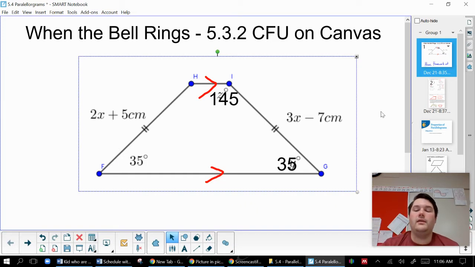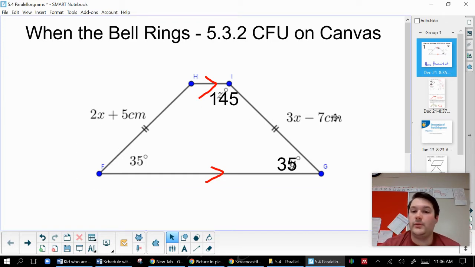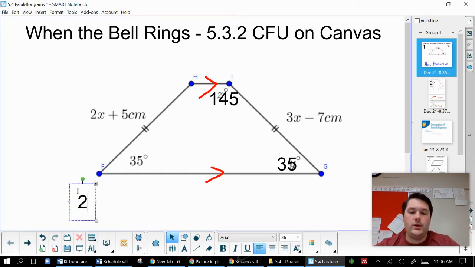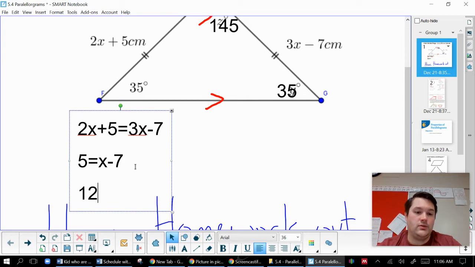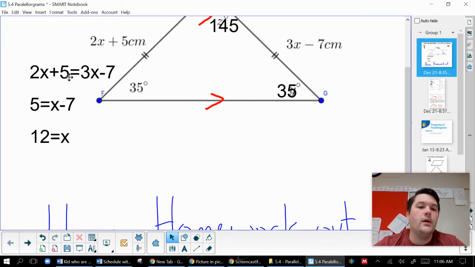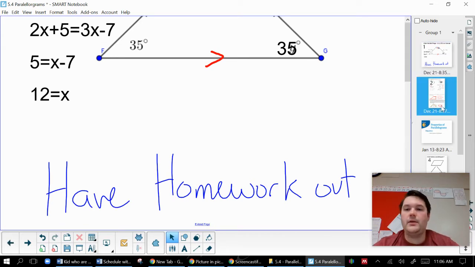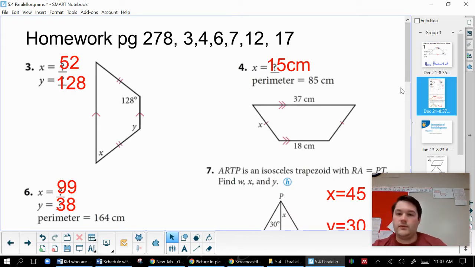There. And then the last thing, since these are equal, it is an isosceles trapezoid, we can write an equation: 2x plus 5 equals 3x minus 7. Typically speaking, the first thing we'll do is get the x's all on one side, so I'd subtract 2x. That'll give me 5 equals x minus 7. And then I'd want to add 7 to both sides, so 12 equals x. There you go.